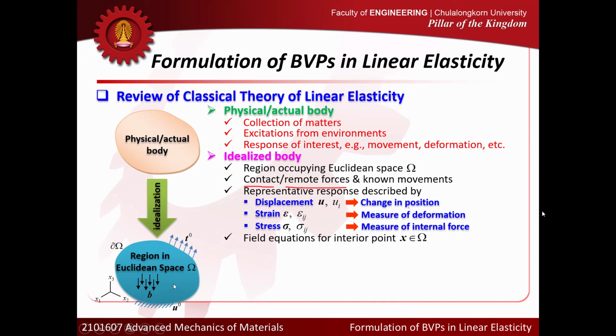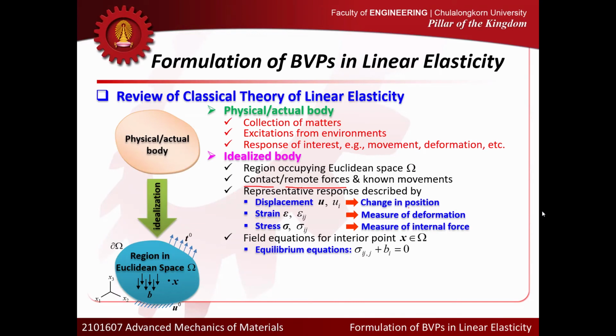So at any interior point in the body, at any point x in the body, you learned some of the equations that relate all these quantities before, right? The first one that you should be familiar with, we call the equilibrium equation. The equilibrium equation here is simply the equation of motion for the special case when the acceleration is zero. So this is the form of the equilibrium equation. We have sigma ij comma j plus bi equal to zero.